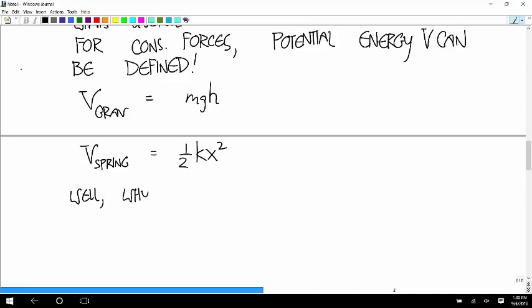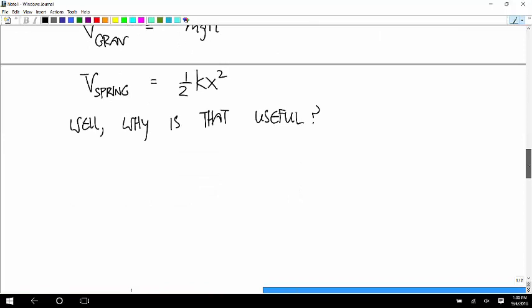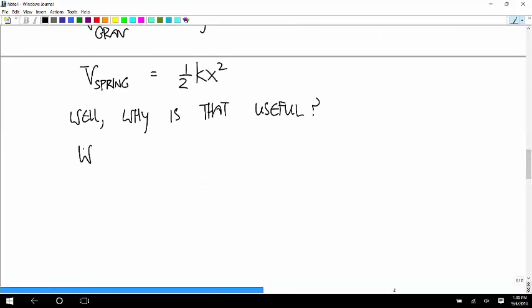Well, why is that useful? And the answer to that is it gives you an easy way to calculate the work that those forces do. The work done by a conservative force is equal to the negative change in potential energy.